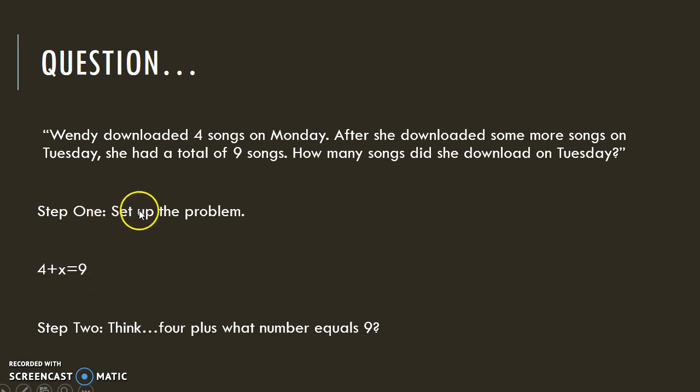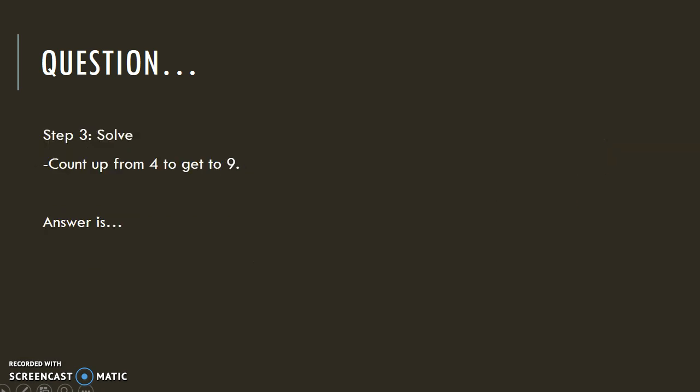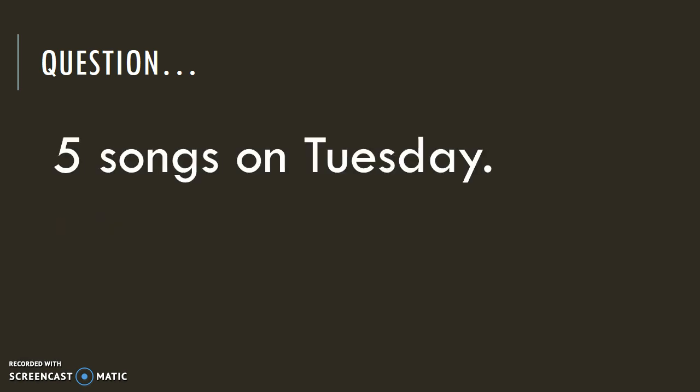So we set up our problem based off the question. 4 plus x equals 9. Now, you need to think to yourself, 4 plus what equals 9? Step 3, solve the problem. You need to count up from 4 to get to 9. The answer is 5. She downloaded 5 songs on Tuesday.